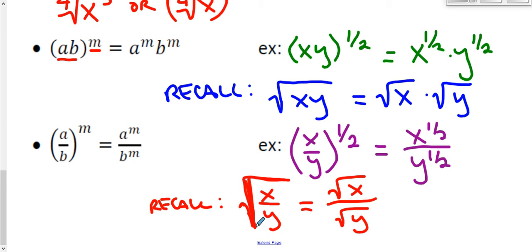So these are some notes for the notation of these principles, and we're going to be using these principles in an activity.